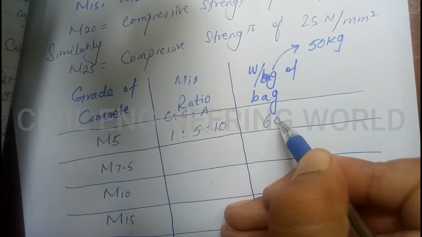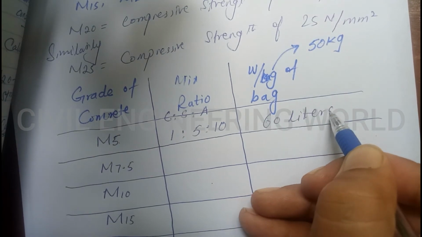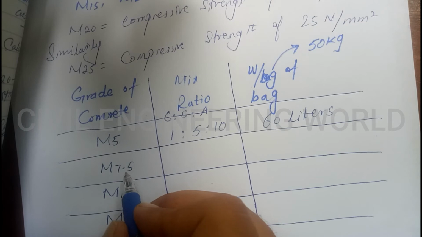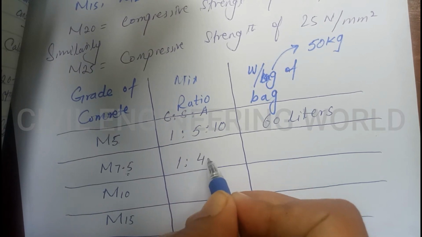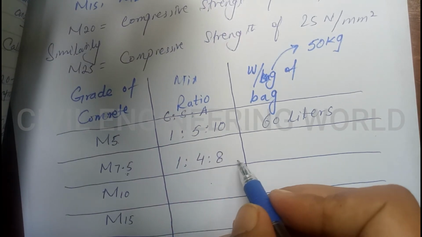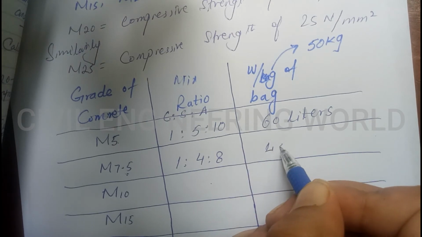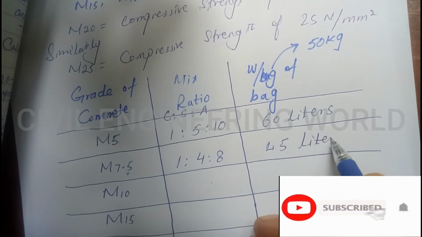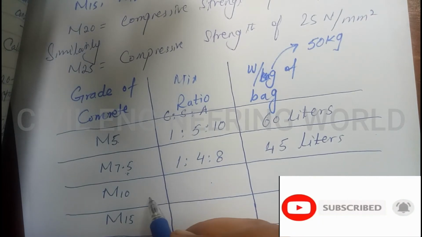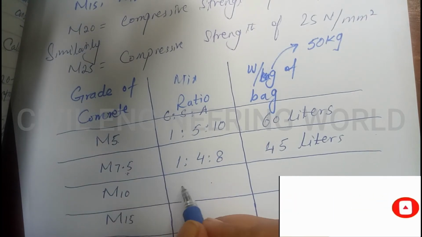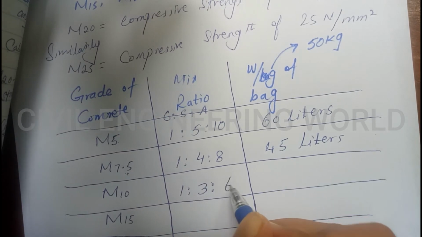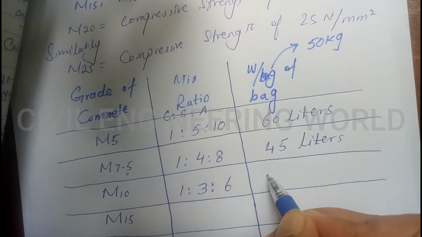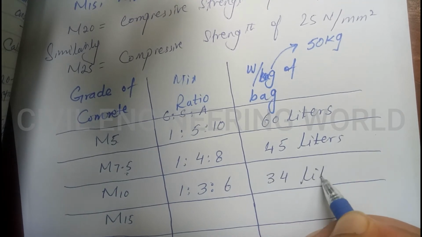And the amount of water for M5 grade concrete is taken as 60 liters. So guys, for M7.5 grade concrete, its mix ratio is 1:4:8, and the amount of water required is 45 liters. And if we talk about M10 concrete, then the mix ratio of this grade is 1:3:6, and the amount of water required is 34 liters.